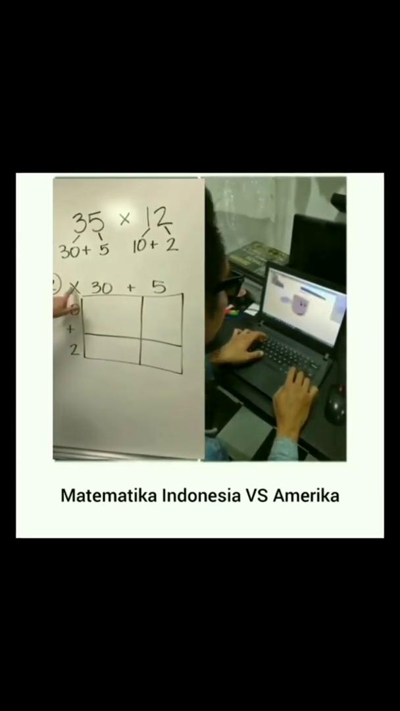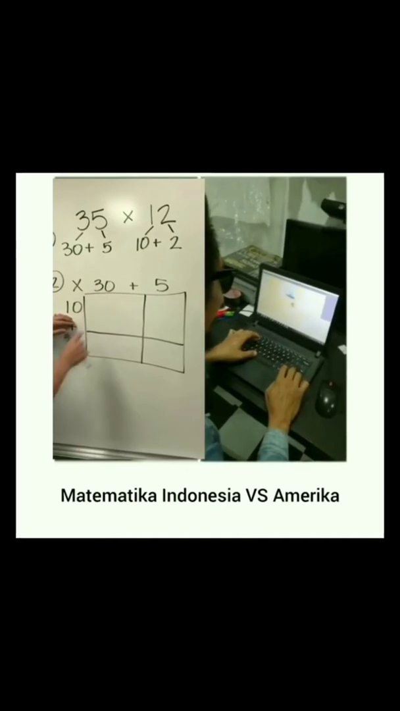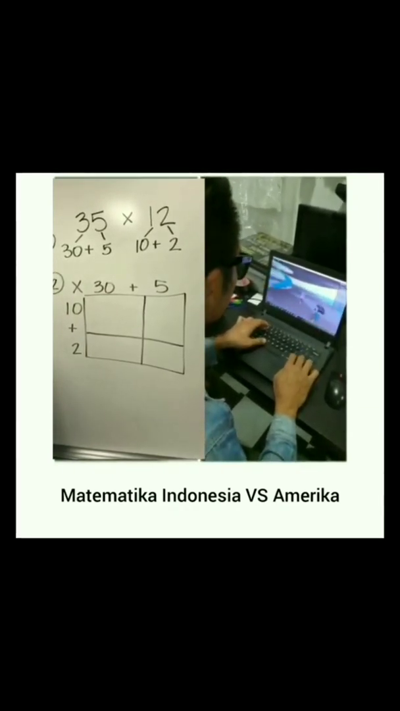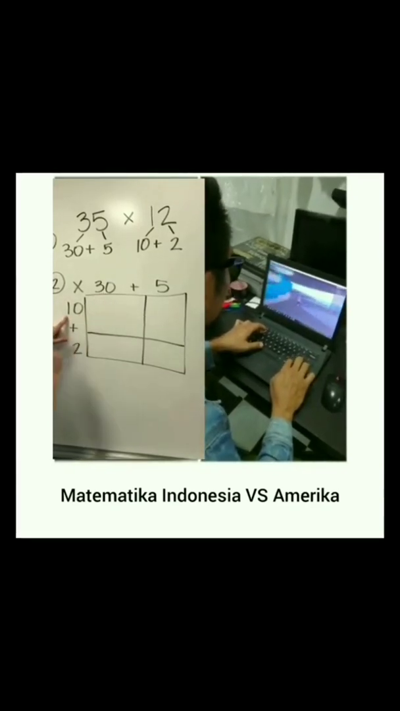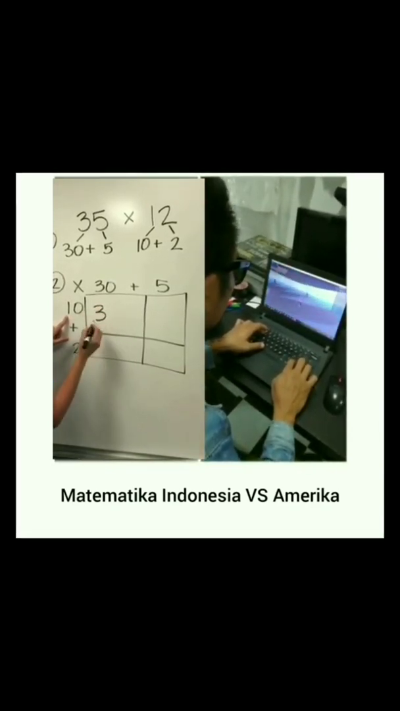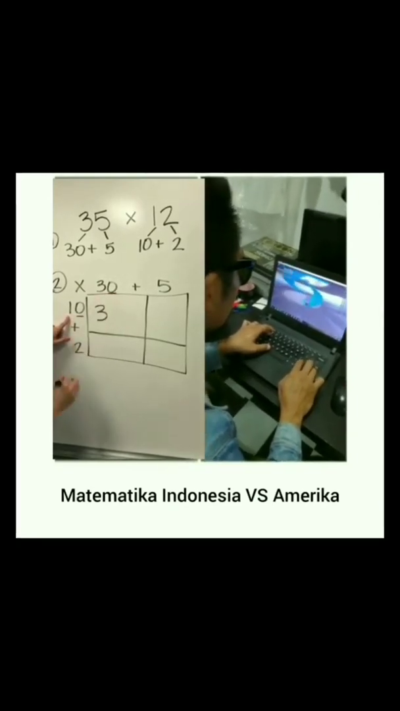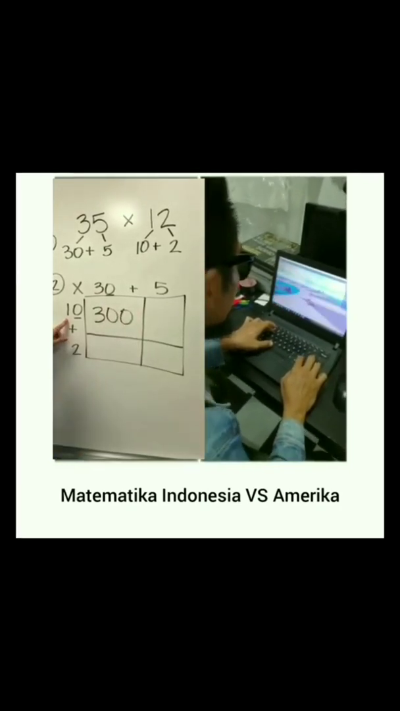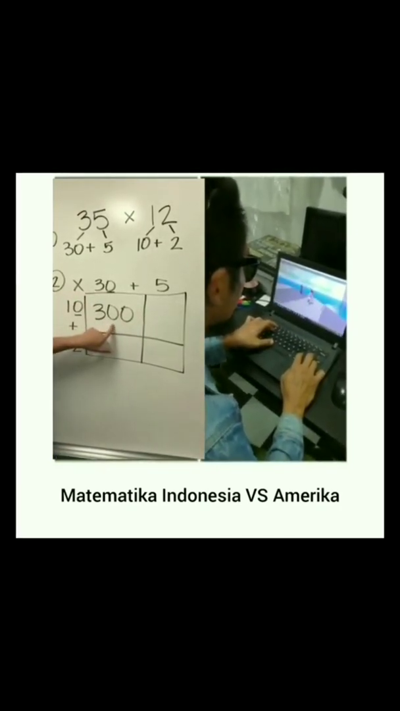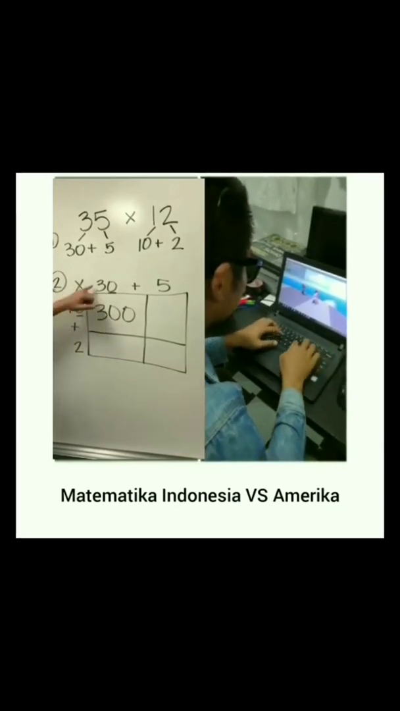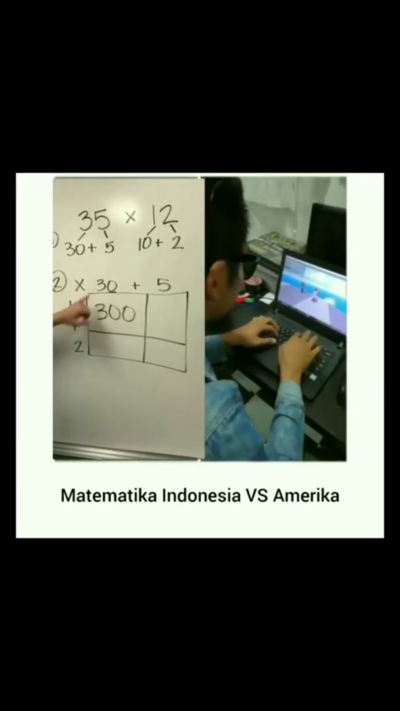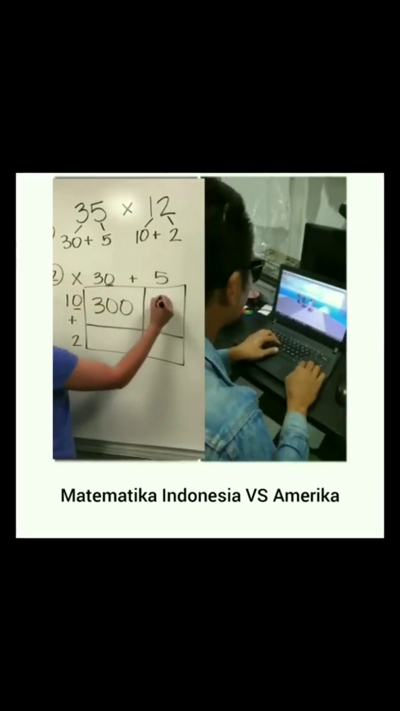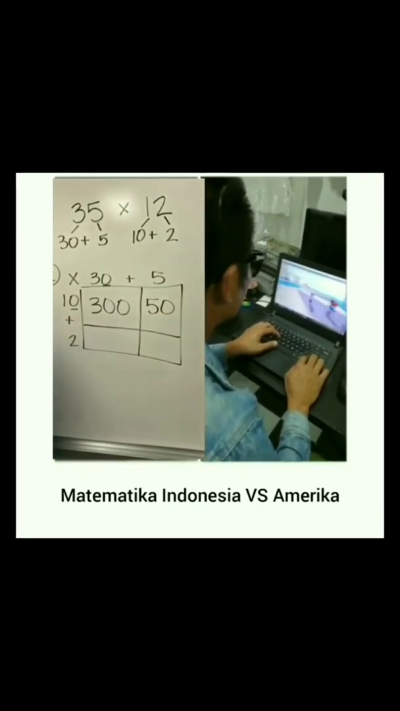So first we're going to do 10 times 30. Sometimes it gets a little tricky when we have those extra zeros on there when we're multiplying by a 10. So I like to say 1 times 3 is 3, and how many zeros do we have? We've got 2, so we attach them to the end of the number. So 10 times 30 is 300. We did 10 times this, 10 times that. 10 times 5 is 50, so it goes in the first box.